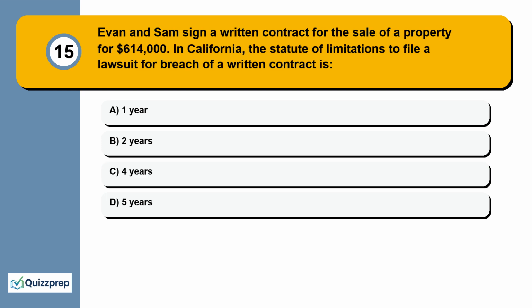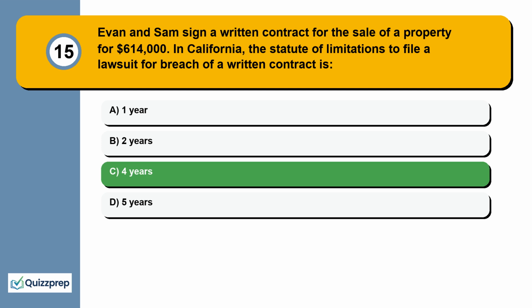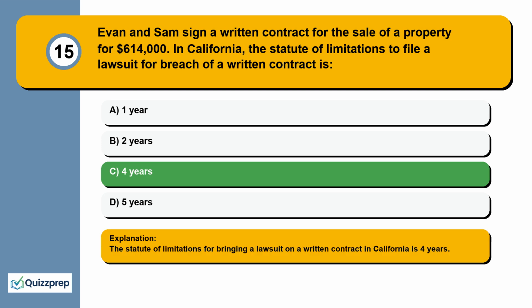Question 15. Evan and Sam sign a written contract for the sale of a property for $614,000. In California, the statute of limitations to file a lawsuit for breach of a written contract is 1 year, 2 years, 4 years, 5 years. The statute of limitations for bringing a lawsuit on a written contract in California is 4 years.